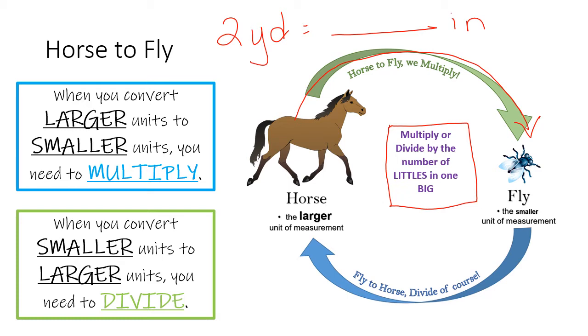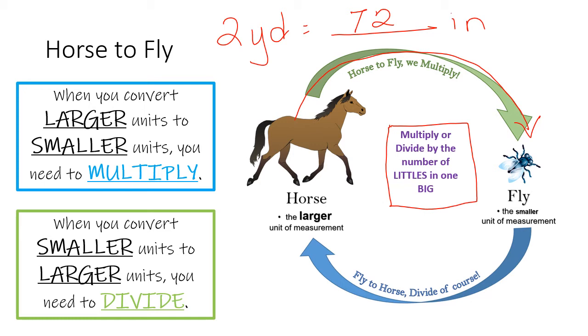36, because it's 3 feet. So 36 inches. So we are going to multiply 2 times 36. And that will give us an answer of 72. So 2 yards is 72 inches. Horse to fly, we multiply. Fly to horse, divide, of course.